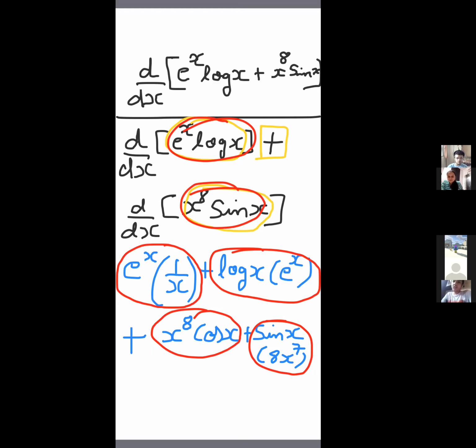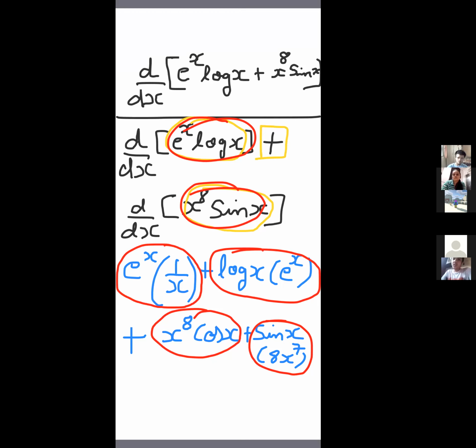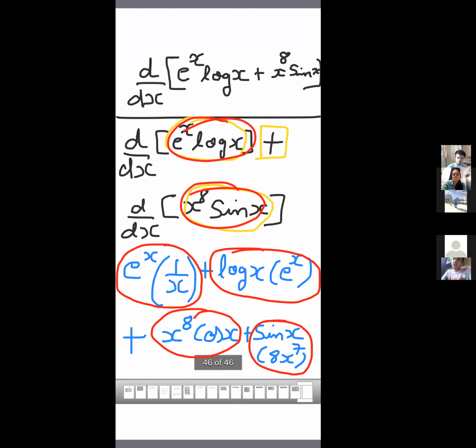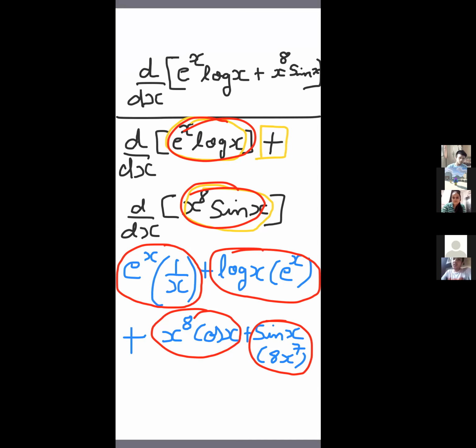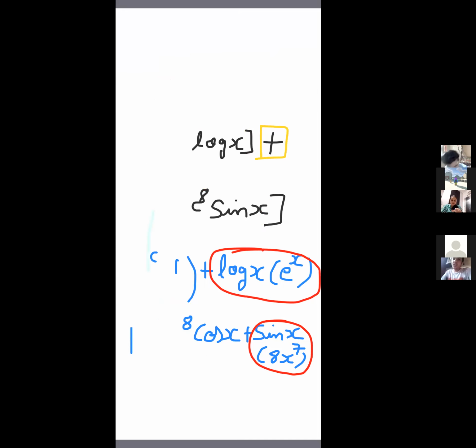Tell me any doubt in this, or should I explain again? I hope everyone has got the same answer. You can simplify it further, that is up to you. But this is the most basic answer everyone is supposed to get. Clear? Okay. So now I will give you one more. With that, we complete our product rule. There should not be any confusion in the product rule.